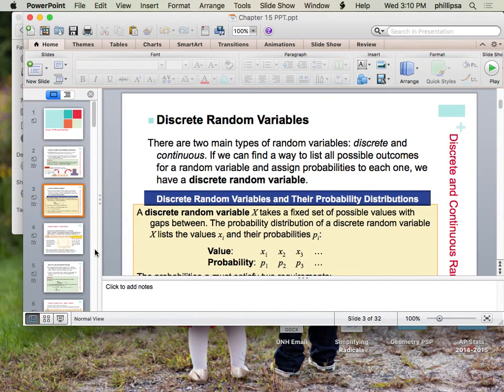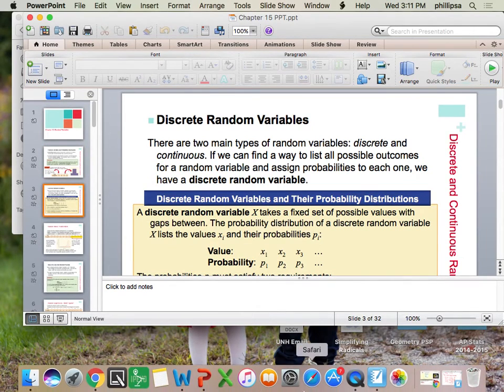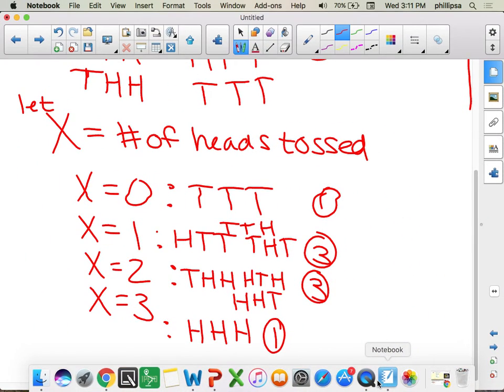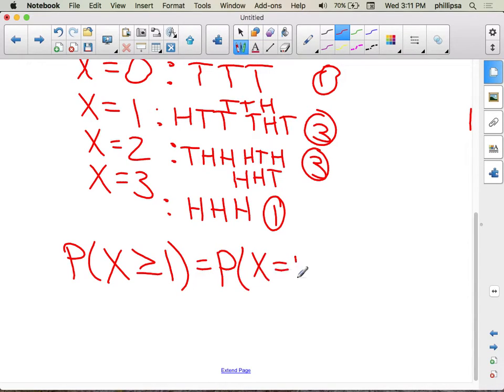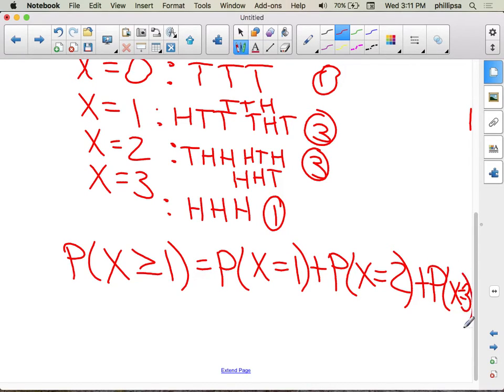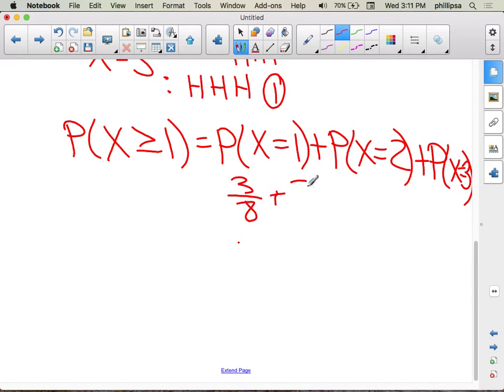Hang on, let me just get this up. Okay, so same situation. Now I'm going to ask you for at least one head, right? So I'm looking for X, the number of heads obtained, to be greater than or equal to 1, right? So that would happen if I had 1 head, or 2 heads, or 3 heads, okay? The probability of 1 head was 3/8, and 2 was 3/8, and 3 was 1/8. So the probability of this happening would be 7/8.